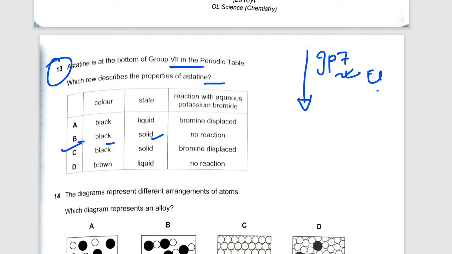And in reaction with aqueous solutions, it is not going to react because it is less reactive than bromine. So bromine is here and astatine is here, after iodine. It is not going to show any reaction because it is the least reactive compared to iodine and bromine.